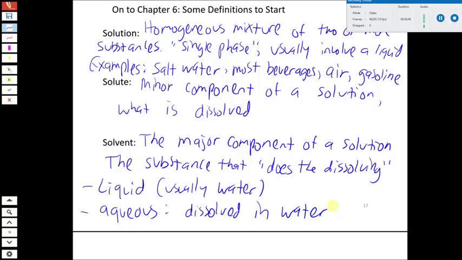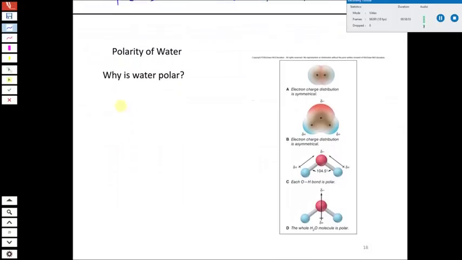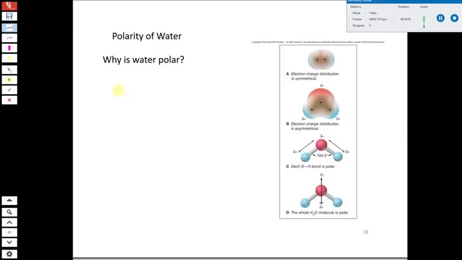Okay. Now, one thing we also want to review before we go forward is, we've kind of established that water can dissolve a lot of different substances. We'll see that throughout this chapter. So why is water good at dissolving things? That's because of its polarity. This is sort of a review of things we talked about a few chapters ago in chapters 3 and 4. So why is water polar?